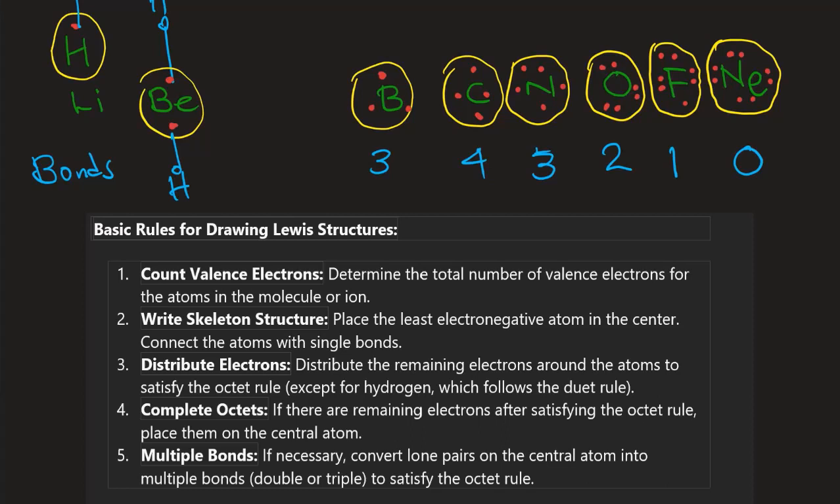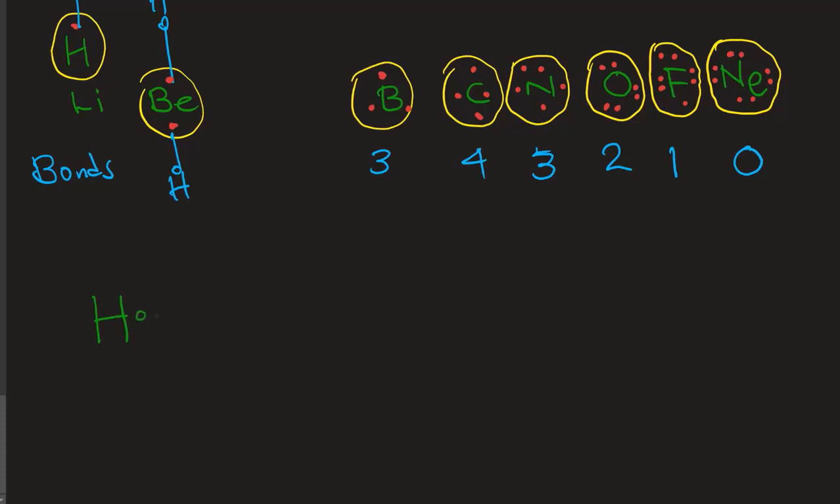Here are the rules. You can pause the video and write that. I'm going to start with HCl. So you have a hydrogen with 1 valence electron sitting on it. And then chlorine has, we put the 4 and then up to 7, right? That's how we write it.